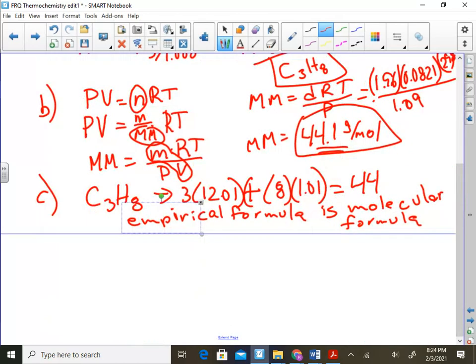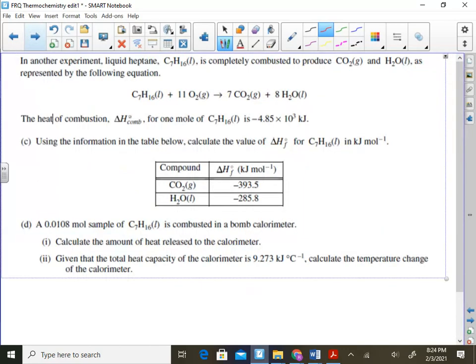And that molecular formula is C3H8. So moving on with this, we are in another experiment where we have heptane completely combusted.